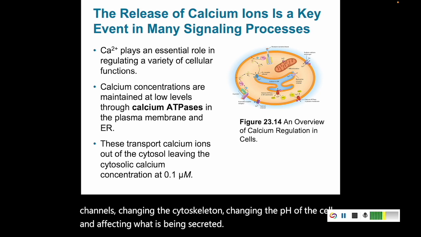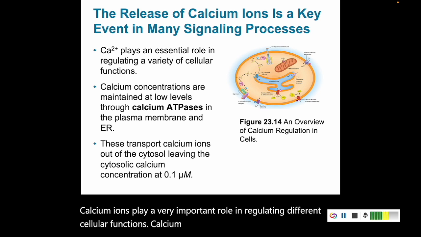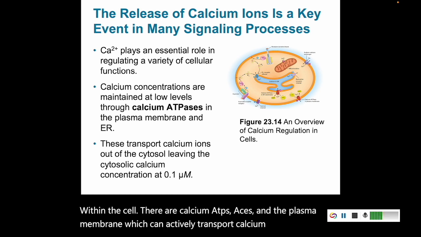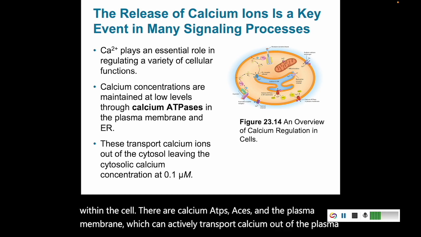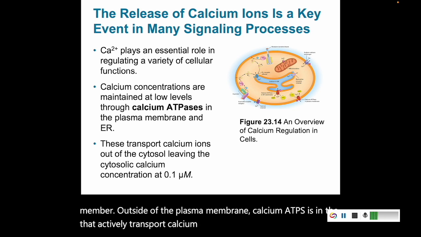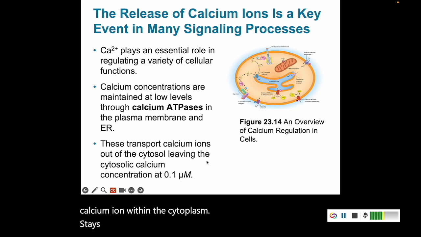Calcium ions play a very important role in regulating different cellular functions. Calcium concentrations are kept pretty low within the cell. There are calcium ATPases in the plasma membrane, which can actively transport calcium out of the plasma membrane. Calcium ATPases in the ER actively transport calcium into the endoplasmic reticulum. So calcium within the cytoplasm stays really low, around 0.1 micromolar.